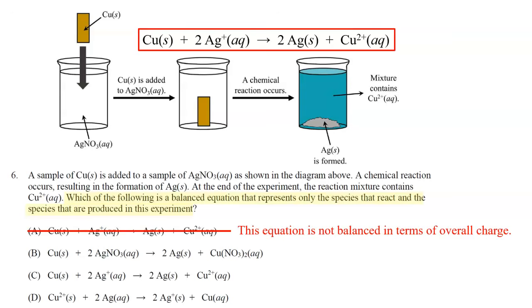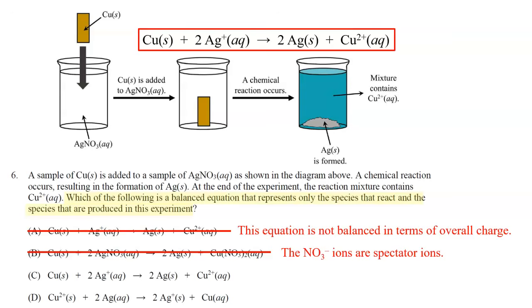We can eliminate choice B because even though it is a correctly balanced equation, nitrate ions did not react, nitrate ions were not produced, so the nitrate ions are spectator ions and they should be eliminated from the overall equation. So we can eliminate choice B.